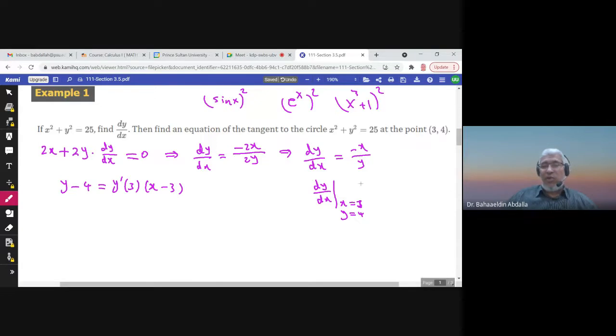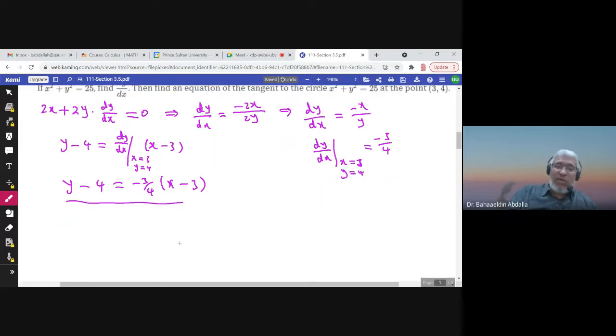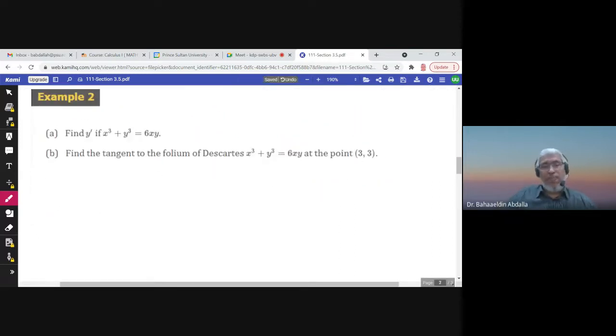So now this would be negative, x is 3 and y is 4, so that's the slope. Instead of writing y prime at 3, I can write dy by dx at x equals 3 and y equals 4. So the equation of the tangent line would be this equation. You can solve it for y, or you can leave it like this. This is the equation of the tangent line.